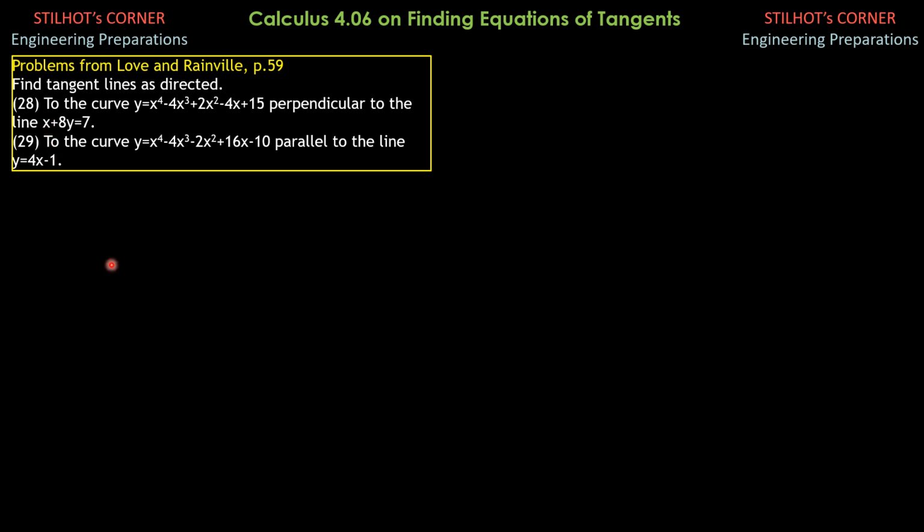So for problem 28, y equals x to the fourth minus 4x cubed plus 2x squared minus 4x plus 15. So the derivative y prime is 4x cubed minus 12x squared plus 4x minus 4. Since this is the expression for the slope of the tangent to this quartic here, then it is perpendicular to this line.